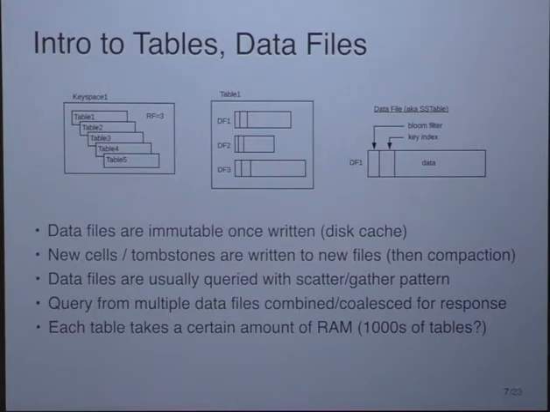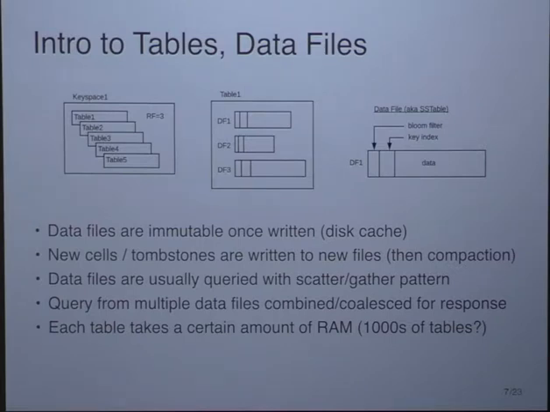Once the data file is written, it's immutable, and new cells and tombstones are written to new files, which are then compacted with old files. So it's important to realize that Cassandra does not rewrite data on disk. When you do an update, or when you insert new data for a given partition, it doesn't find that partition on disk and then update a part of the disk where that partition is. It writes it to a new place in a new data file.